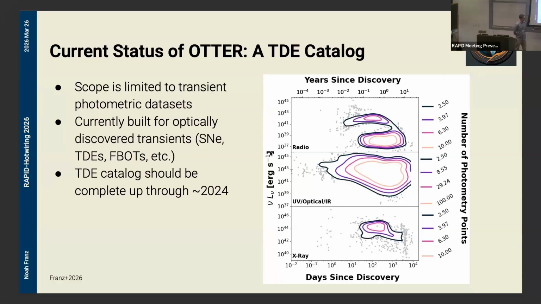We've gathered a lot of the multi-wavelength photometry on these events, which I'm showing on the right here, where all the individual points are different photometry points we have, and all of the contours are the really, really dense regions where we just stack them all together. One thing I think is really cool about this is you can clearly see the two different populations of tidal disruption events in the radio, where you have the jetted TDEs in the top and the Newtonian or non-relativistic TDEs in the bottom.